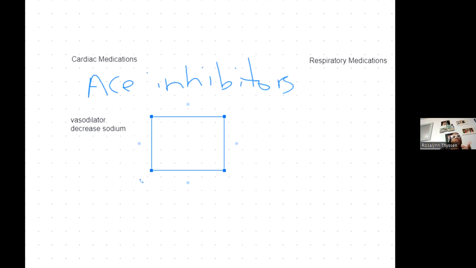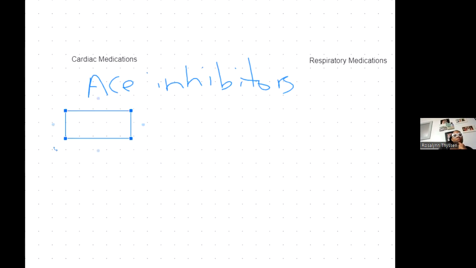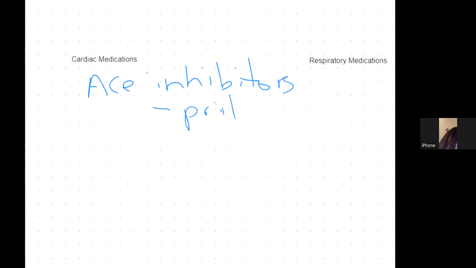Now, sometimes people don't like the side effects of ACE inhibitors. They don't like that dry cough, or maybe they've had angioedema before, and we know that we don't want to give them that. First of all, what is the prefix to ACE inhibitors? The pril drugs. So these are our pril drugs, like lisinopril, enalapril, captopril. Correct. So if you see pril on the exam, automatically that's an ACE inhibitor.